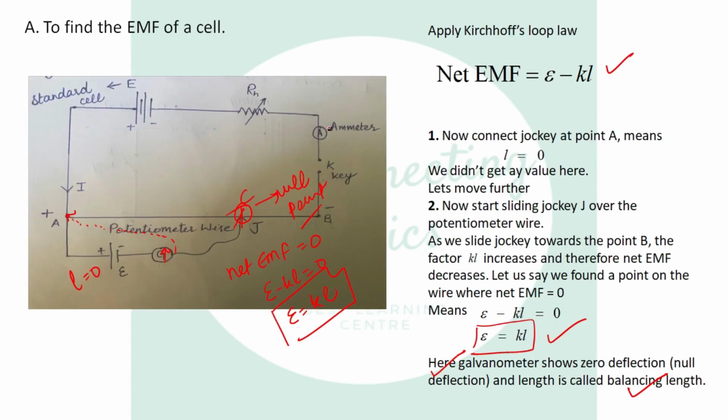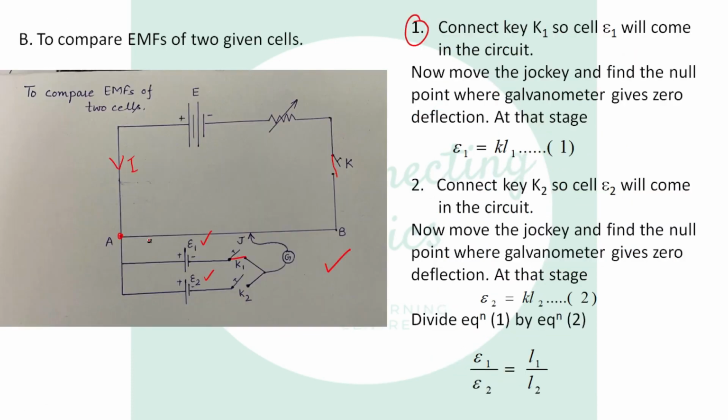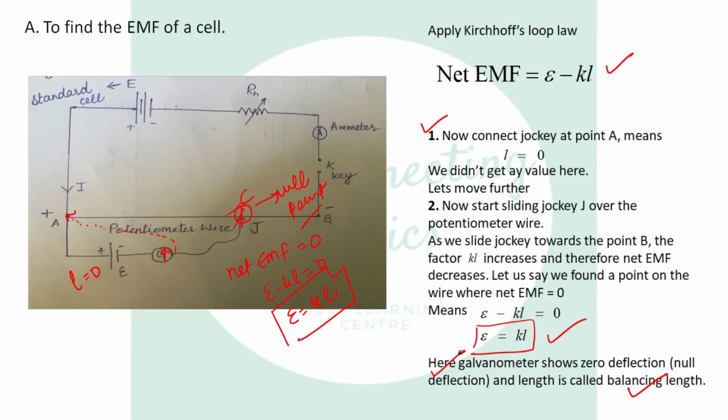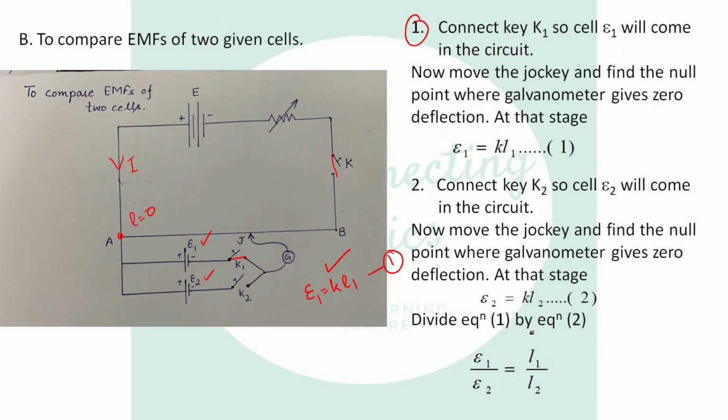And again, what do we do? Same as before: connect the jockey at point A. At point A, L will be 0, so we will get nothing. Then we start sliding the jockey over wire AB, and a point will come where the galvanometer shows 0 deflection, and at that point E1 will be equal to K into L1. This is equation number 1. Like this, we measured the EMF of the cell, which is equal to K into L. Again the same experiment is repeated for E1: we close this key, the E1 cell comes in the circuit, and we slide the jockey over this wire. A point will come where the galvanometer shows 0 deflection.